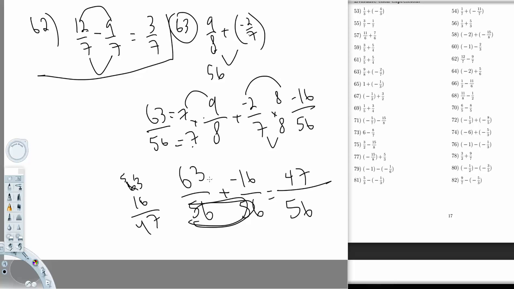Okay, right, 63: 63 plus negative 16. Anytime you have an addition of a negative and a positive number, you take the biggest one and subtract the lowest one from it, and it carries the sign of the biggest one. This is a positive, this is a negative, and this is bigger, so we know it's going to be positive. That's number 63.